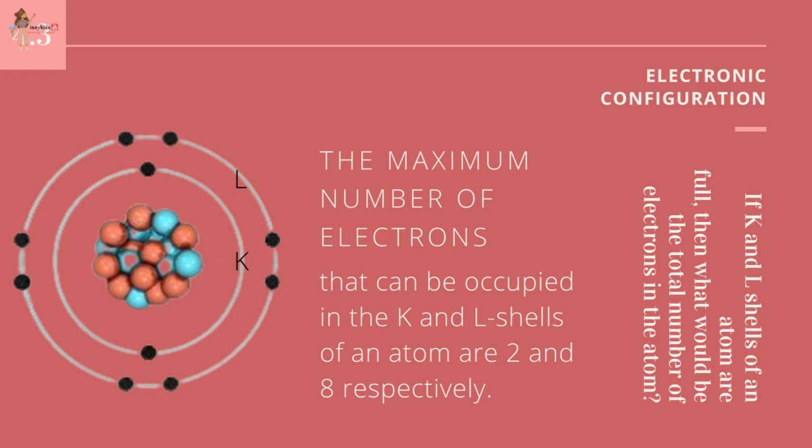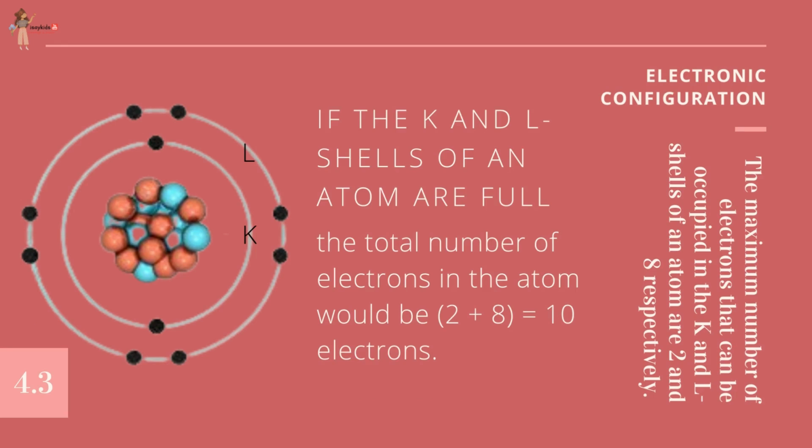The maximum number of electrons that can be occupied in the K and L shells of an atom are 2 and 8 respectively. Therefore, if the K and L shells of an atom are full, then the total number of electrons in the atom would be 2 plus 8, that is 10 electrons.